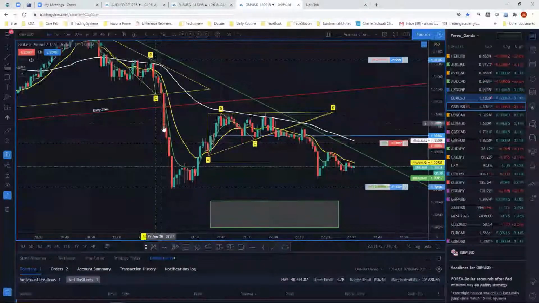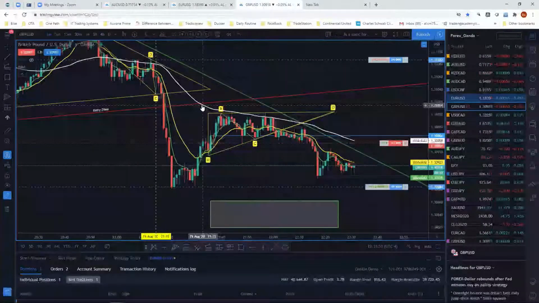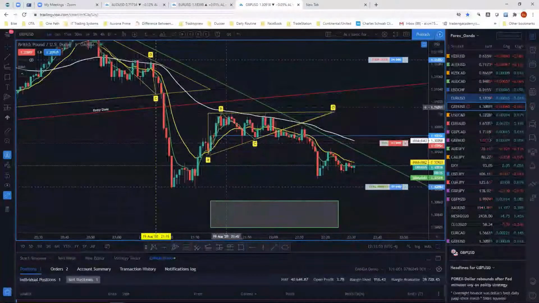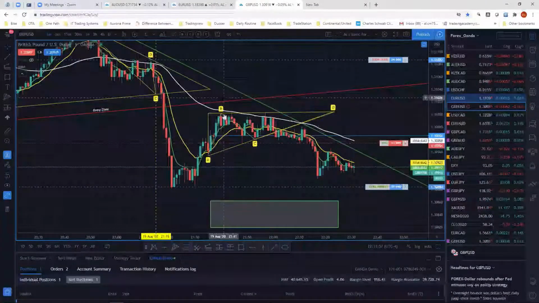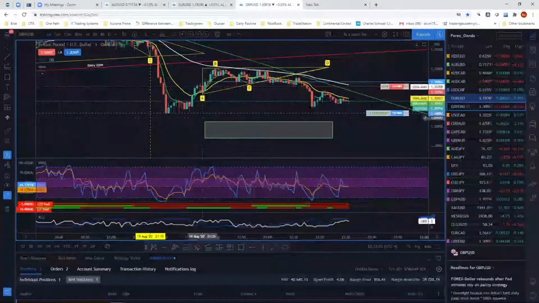This one came down, closed all the way down here, and never looked back. So this one didn't really give you a chance to get in until over here. And even then, it really didn't come all the way up into the wedge. This is why I hesitated taking this one, because it never really came all the way back up into the wedge. But there were some other factors that helped me determine to take it.